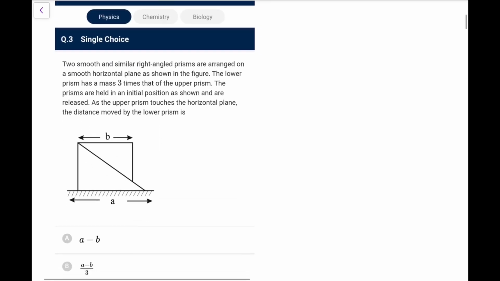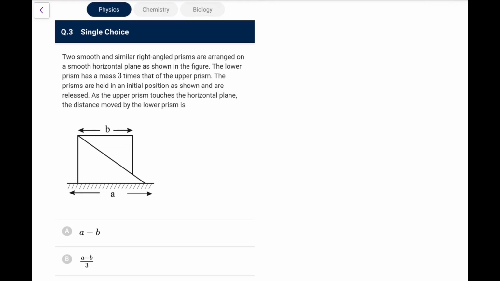The smooth and similar right angle prisms are arranged on a smooth horizontal plane as shown in the figure. The lower has a mass 3 times that of the upper. They are held in an initial position as shown and released. As the upper prism touches the horizontal plane, the distance moved by the lower prism is? So what is the distance moved by the lower prism?